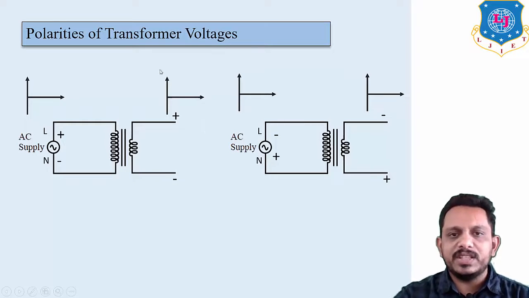Let's consider the polarities of the transformer voltage. If we are considering this transformer is having two windings, primary winding and secondary winding, these are the two terminals given to the supply, that is the line and neutral. If we give the line to the positive of the primary coil, and neutral to the negative of the primary coil, so in this case, if positive to positive and negative to negative is given to this coil, then this is the input and you will get the output like this.